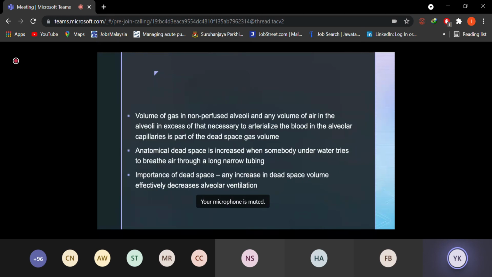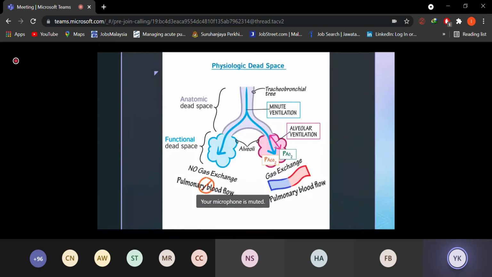So what's so important about dead space? An increase in dead space volume will effectively decrease the alveolar ventilation. So we don't want to have that actually. Okay, so take a look. This is the physiological dead space. Overall, it means the total of the anatomical dead space as well as your alveolar dead space. Total up, then you will get the physiological dead space.